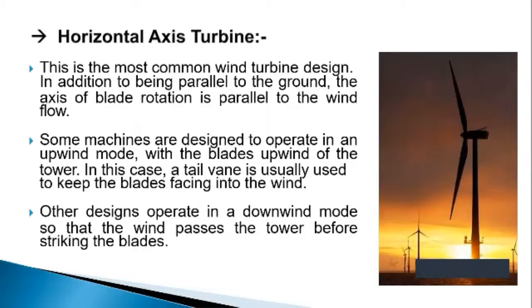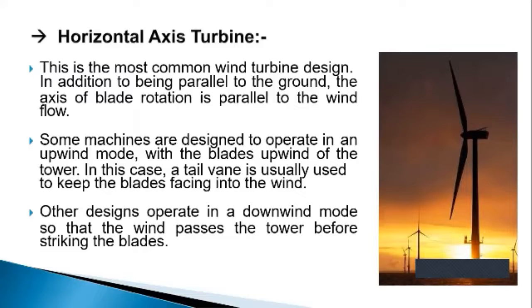Next point is horizontal axis turbine. Now we are seeing the horizontal axis turbine. This is the most common wind turbine design. In addition to being parallel to the ground, the axis of the blade's rotation is parallel to the wind flow.